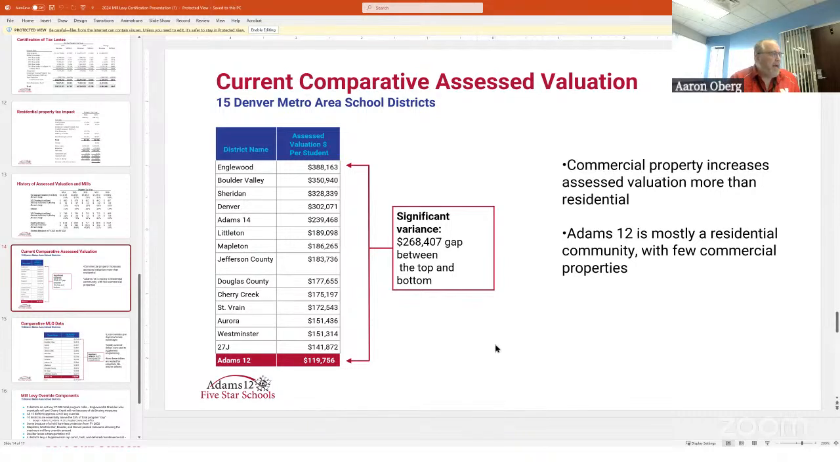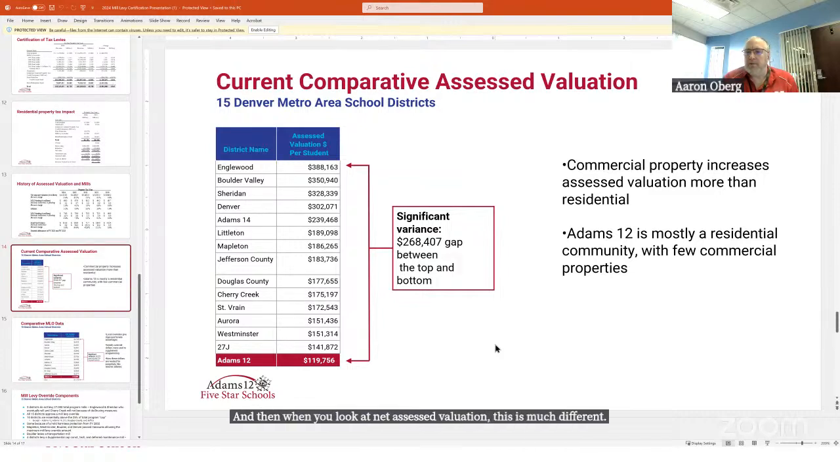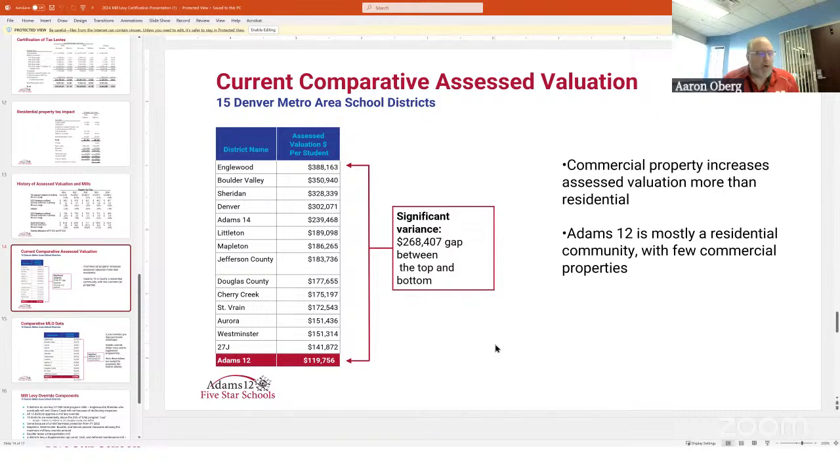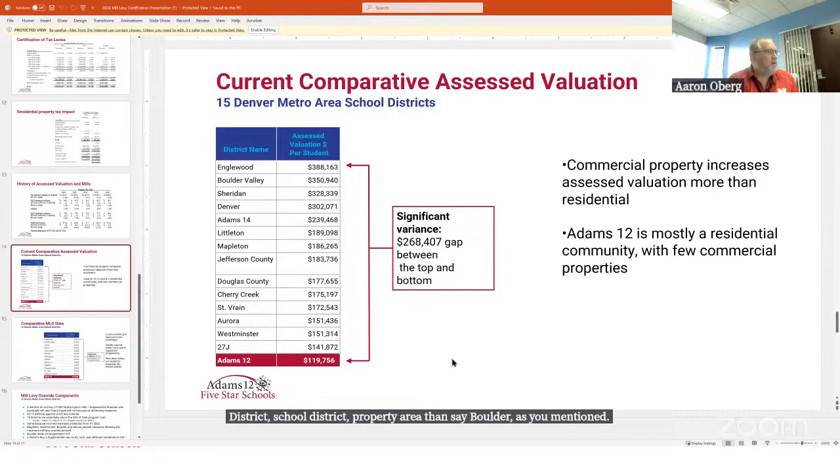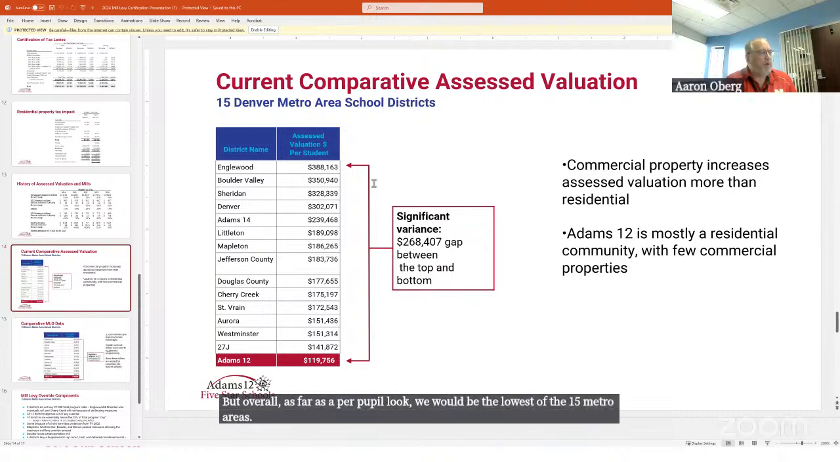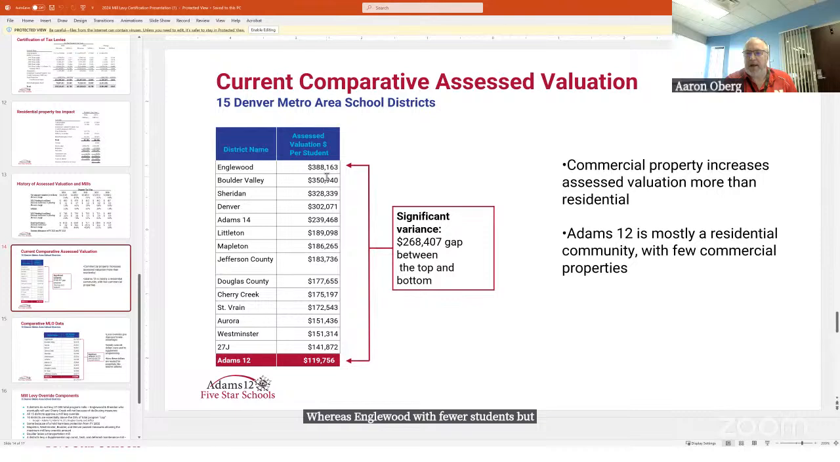And then when you look at net assessed valuation, this is much different. Our school district property area is different than, say, Boulder, as you mentioned. This is a per pupil look, but overall, as far as a per pupil look, we would be the lowest of the 15 metro areas, whereas Englewood with fewer students but substantially higher assessed valuations, and Boulder Valley and Denver the same.